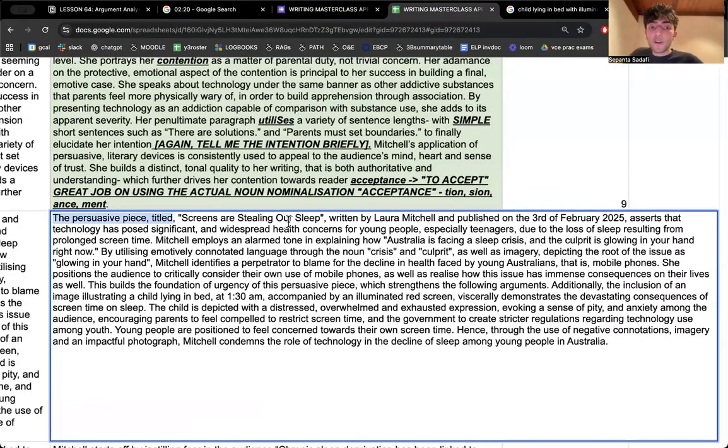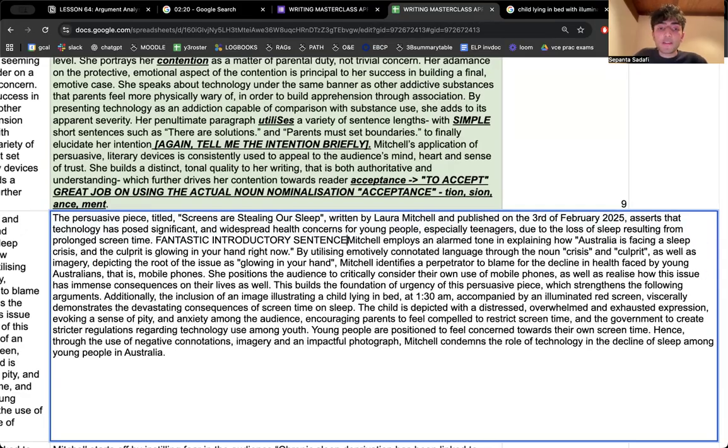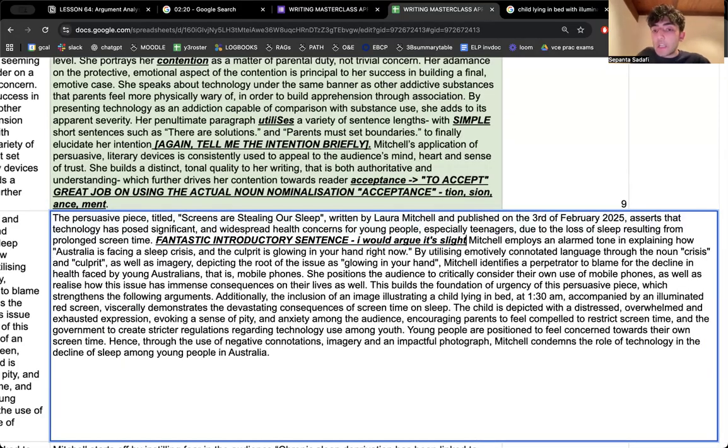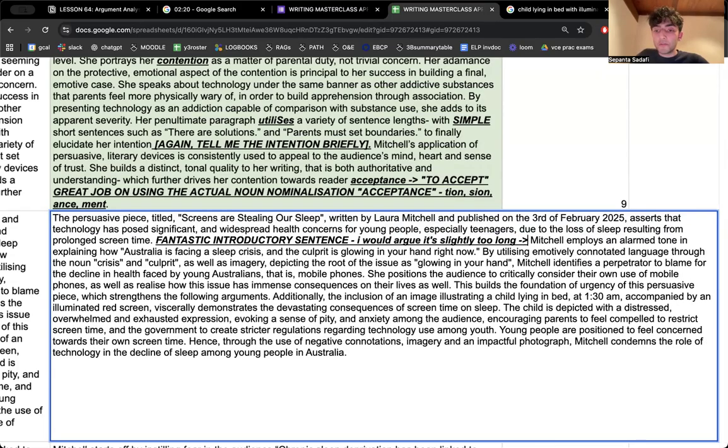The persuasive piece titled Screens Are Stealing Our Sleep, Laura Mitchell, 3rd of February 2025, asserts that technology has posed significant, widespread health concerns for young people, especially teenagers, due to the loss of sleep resulting from prolonged screen time. Fantastic introductory sentence. Well done. Very comprehensive. I would argue it's only ever so slightly too long.